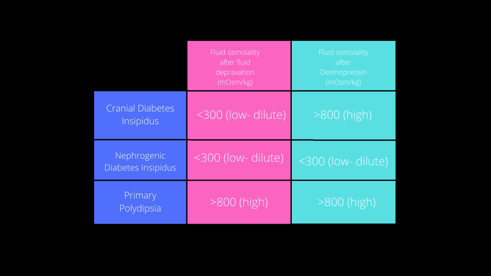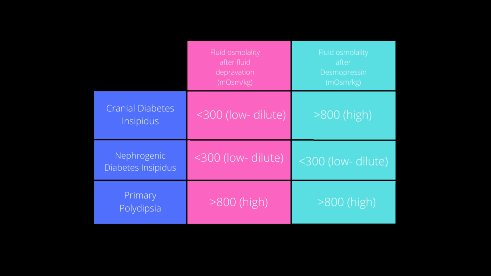In someone without any ADH affecting disorders, urine osmolality after avoiding fluid should be high, as water would be reabsorbed, meaning urine would be concentrated. However, someone with DI wouldn't reabsorb water, making the urine osmolality low even after depriving themselves of fluid. This is what causes the polydipsia.